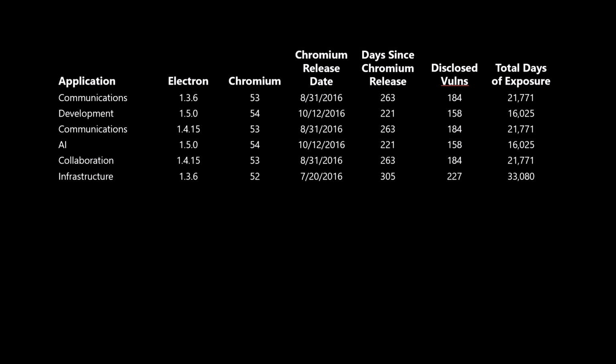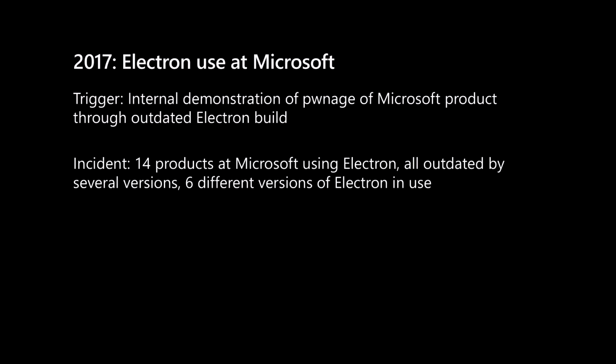And they sent us this list, showing how old the components that these products were using were, and of course, now we had this demo of owning one of our products. And then they said, and by the way, we don't think this is all-inclusive, we think there's more. So ultimately, we did declare, again, a high-severity incident, a SERP. We uncovered 14 products that were using Electron internally, 6 different versions of Electron. They were all very outdated, carrying a lot of risk.